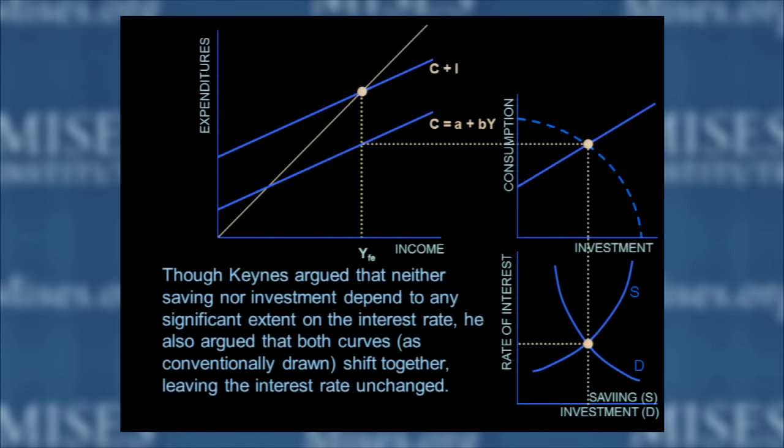Though Keynes argued that neither saving nor investment depended to any significant extent on the interest rate, he also argued that both curves, as conventionally drawn, shift together, leaving the interest rate unchanged. So this is why the interest rate was out of the picture for Keynes: he thought these two diagrams, if they shifted, would shift together, right or left, and so the interest rate wouldn't change.